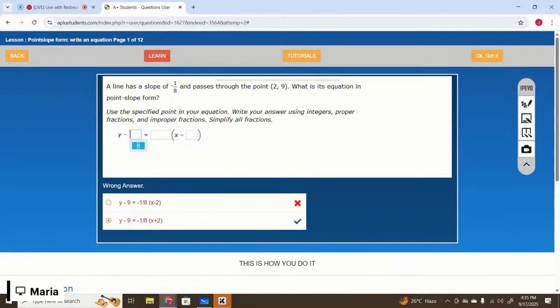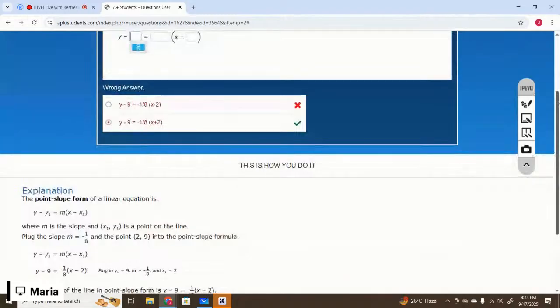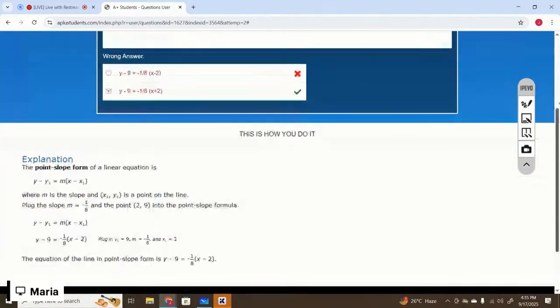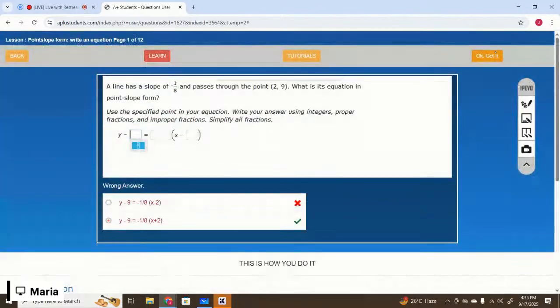It is x minus 2, not plus 2. Option 1 is the correct option.